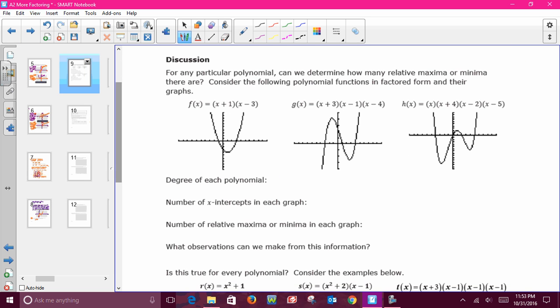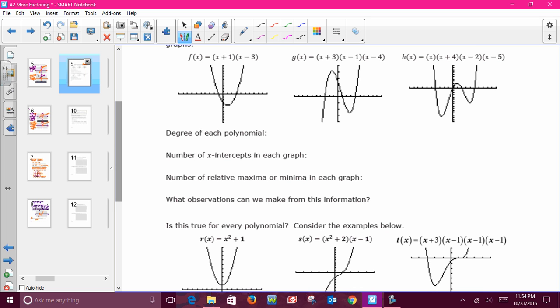So for the discussion, for any particular polynomial, we can determine how many relative maxima or minimum there are. Consider the following polynomial functions in factor form, and their graphs. Maxima or minimum are points that we look for on the graph, and that's when we reach a maximum or minimum. How many relative maximum or turning points? That's what we're looking for, turning points. So we're looking for turning points every time the graph changes direction.